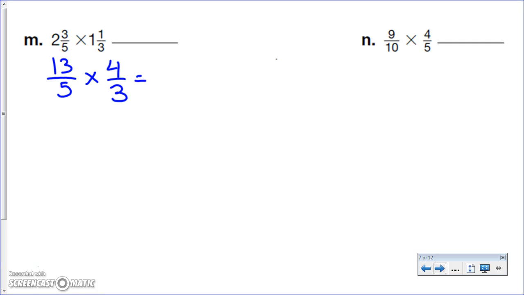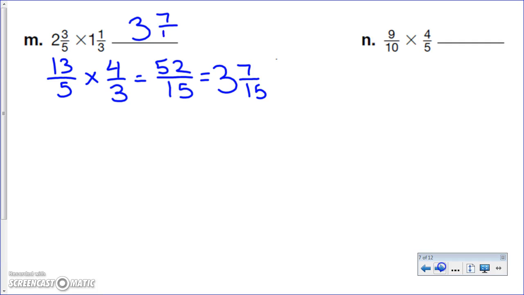Right, then we're going to multiply across here. So 13 times 4 is 52, and 5 times 3 is 15. Now we need to take the improper fraction back into a mixed number. So 15 goes into 52 3 times, with a remainder of 7. So our answer becomes 3 7/15.